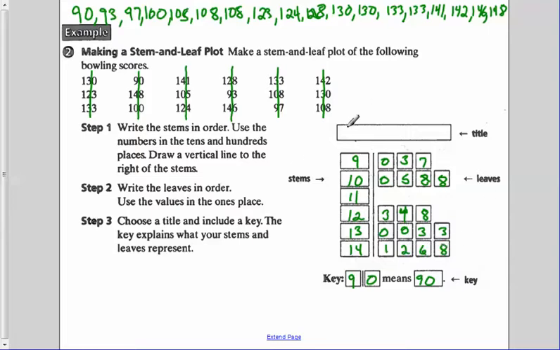And then last, I need to make sure I have a title, because it is a graph right here. So I need to say, well, what is all this information? Well, they're bowling scores. Then I'm done. Always make sure you have a key so that we understand what this information means, because as we showed before, this 9 and the slash and the 0, we don't want to confuse it, meaning that it could be 9.0 or any other variation.